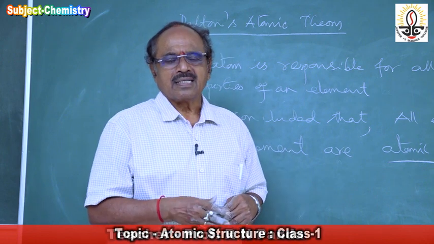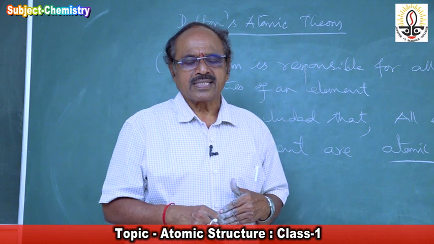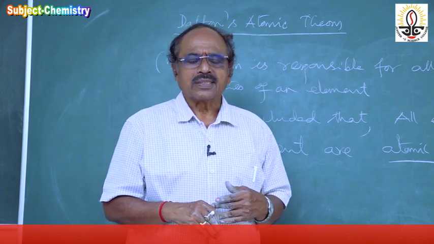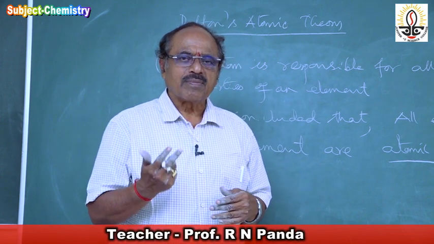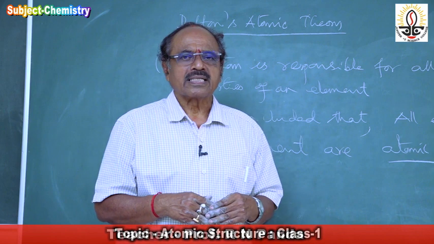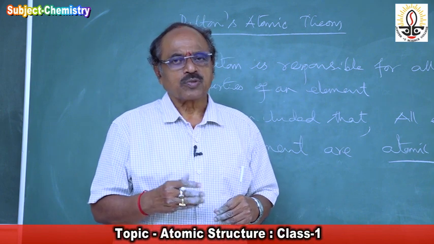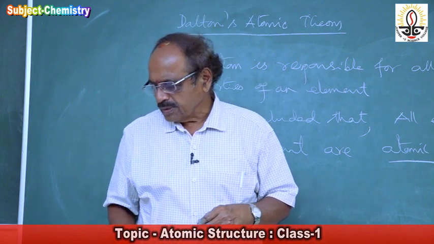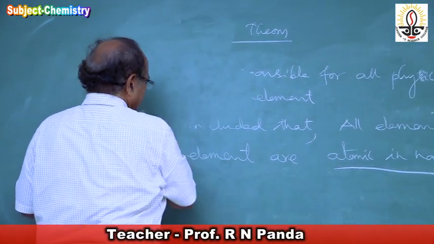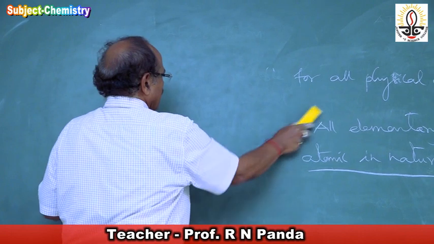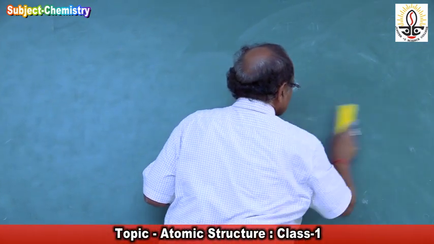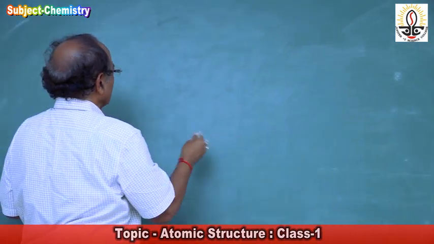And the discovery of electric discharge through gas led to the discovery of two fundamental particles simultaneously. They were called electron and proton. Now we'll come to the discovery of the atom, to what the atom consists of. The atom was found to consist of three fundamental particles. So we'll come to Dalton's atomic theory.